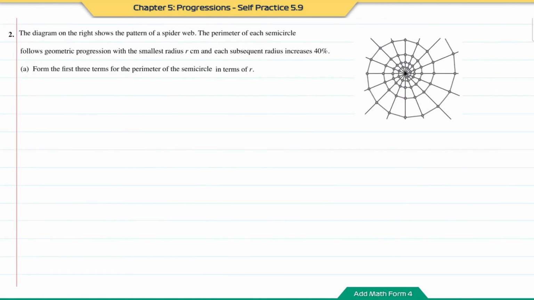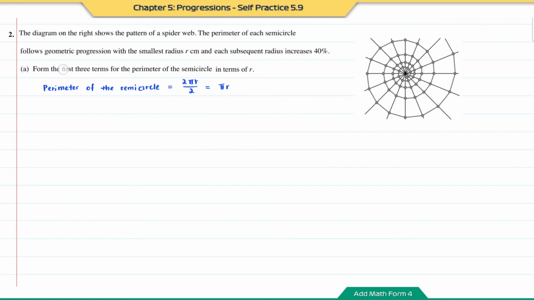Question number 2. The diagram on the right shows the pattern of a spider web. The perimeter of each semicircle follows a geometric progression with the smallest radius r centimeter and each subsequent radius increases by 40%. So A, form the first three terms for the perimeter of the semicircle in terms of r. To find the perimeter of the semicircle, this is the same as the circumference of the circle divided by 2. It will be 2 pi r divided by 2, which is equal to pi r.